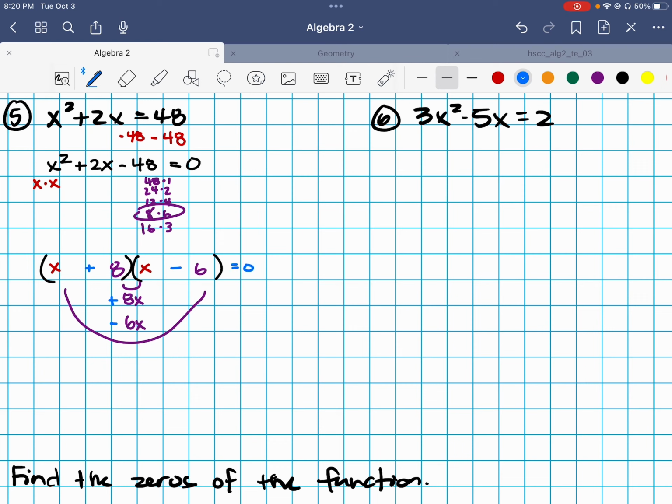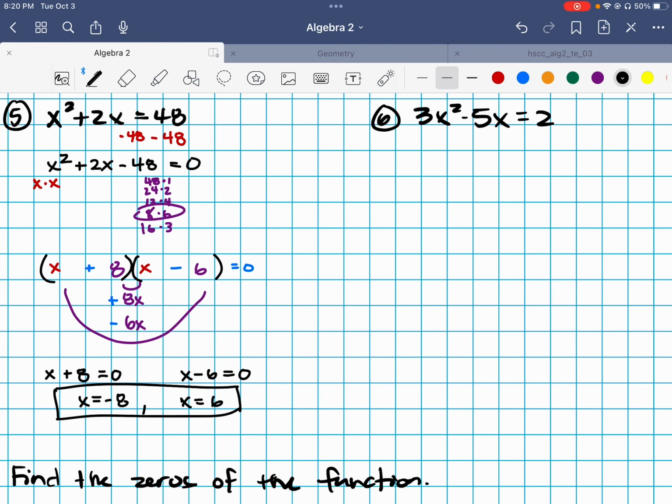We set it equal to 0 because that's what it is, and now we apply the zero product property. We take our first factor, x plus 8, set it equal to 0, and solve that. Then we do the same thing with our second factor and set it to 0. This gives us our two solutions: x equals negative 8, and x equals 6. So we have two answers, x is negative 8 and x is 6.